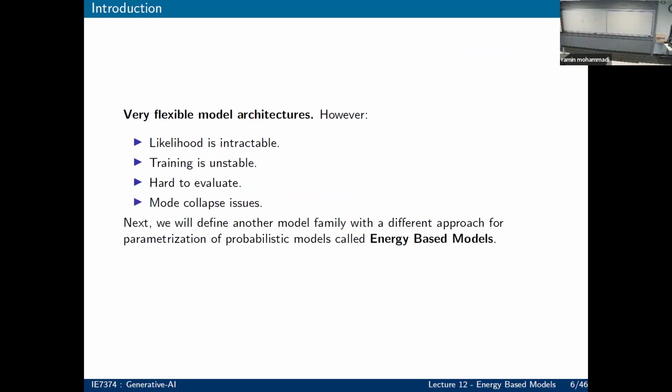They're pretty strong, but with the likelihoods we always have this issue. It's intractable, hard to find. For GAN, the training is unstable. It's hard to evaluate. We don't even know how to evaluate GAN. And one of the main issues that GAN has is mode collapse. It could keep repeating the same types of image, or the same image, over and over again.